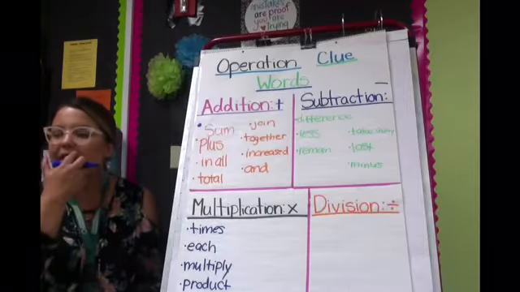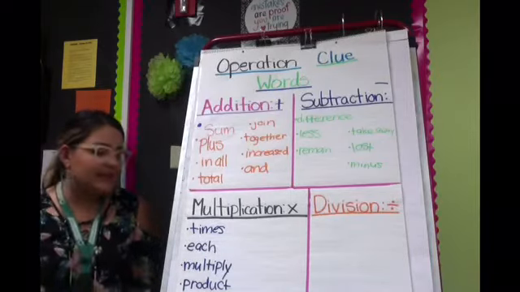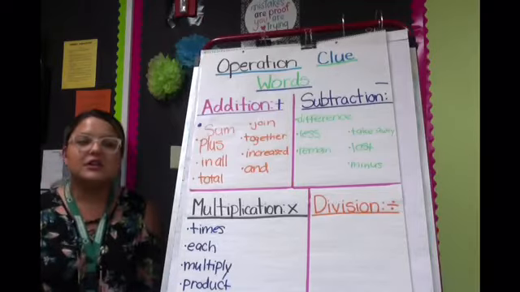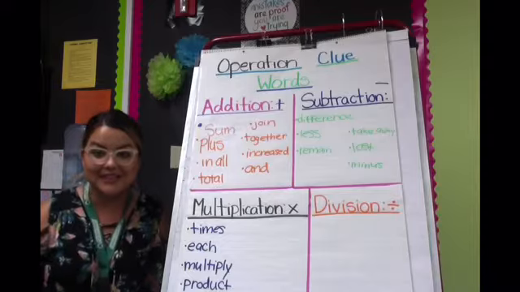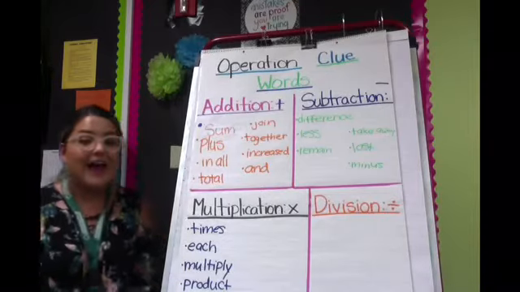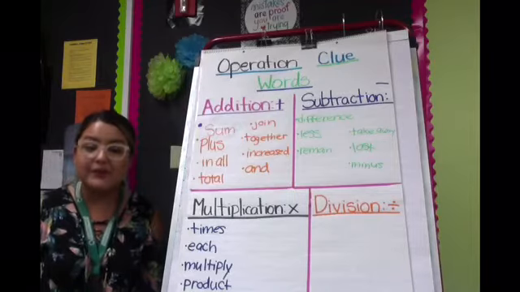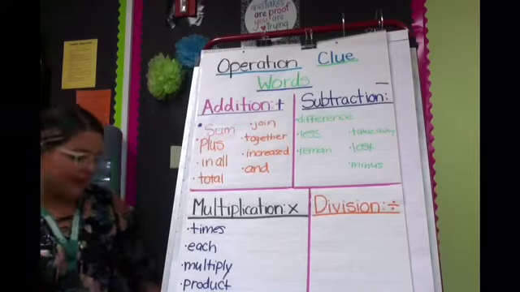Now, another one that we might hear for this multiplication, what's really common, is if we hear each. So, for example, Mrs. LeClaire bought 4 pairs of glasses. Each pair of glasses costs $10. I would know that I need to multiply those two numbers together. So that would be my clue, each. That would tell me to multiply them.